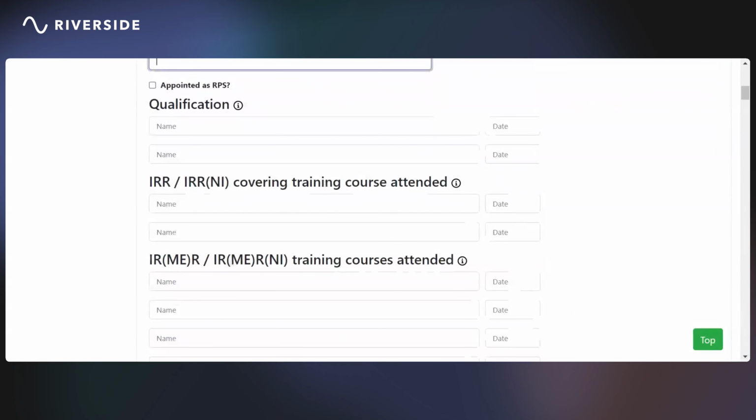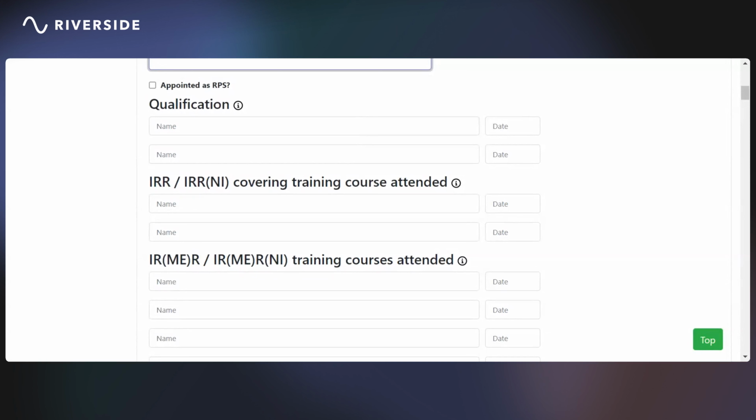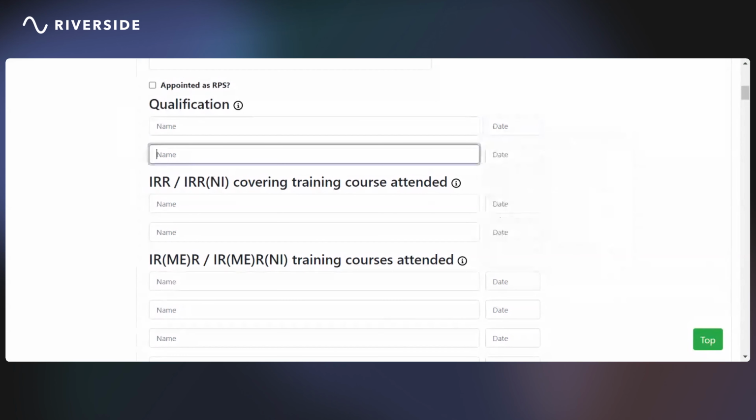The qualifications, any qualifications that have been obtained, and again we have an information tab that will provide, for example, dental undergraduate degree, and these should be entered in these boxes with the date that it was achieved. If there's more than one, we can enter another qualification.